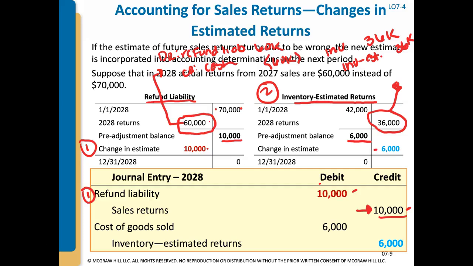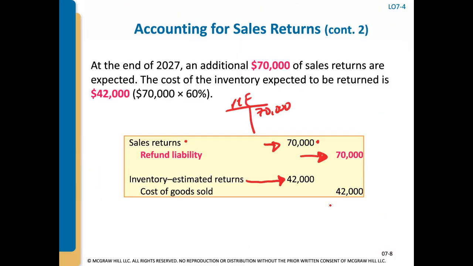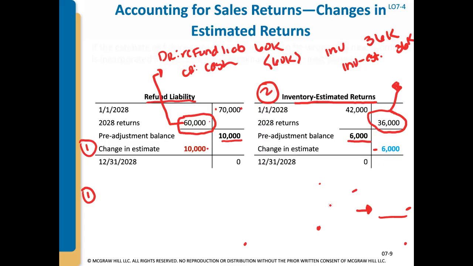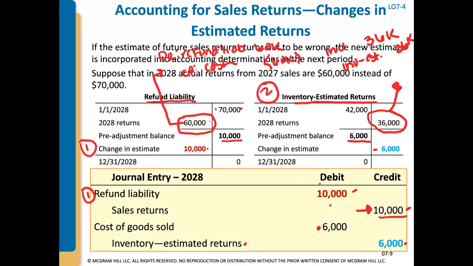So we're going to have to credit this account, the inventory estimated returns, and the offset is an increase in cost of goods sold. Because for this return, what we estimated, we credited 42,000, but really it ended up only being 36,000. So now we have to debit our cost of goods sold for that amount.